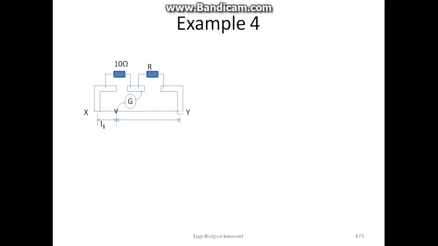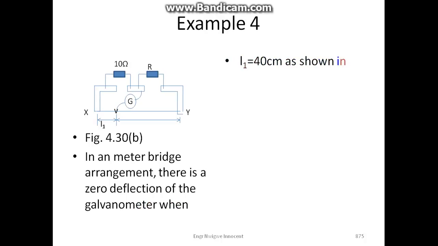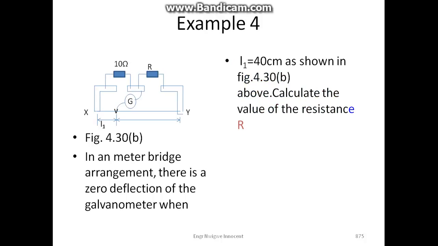Example 4. Looking at figure 430B, in a meter bridge arrangement, there is a zero deflection of the galvanometer when L1 is equal to 40 cm, as shown in figure 430B above. Calculate the value of the resistance R.